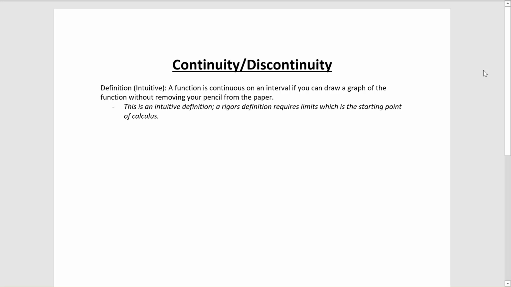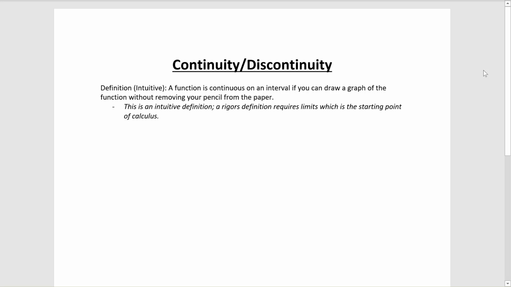So, in particular, today we're going to be talking about the idea of continuity and discontinuity. In order to do this, let's look at an intuitive definition of what it means for a function to be continuous. A function is continuous on an interval if you can draw a graph of the function without removing your pencil from the paper.